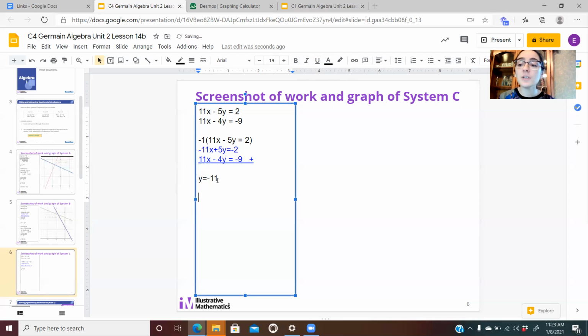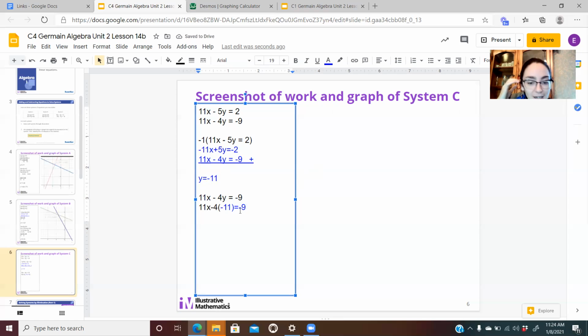Next piece, I need to calculate my x value now. So I'm going to pick one of my equations. Once again, all 3 of these equations will work. I'm just picking the simplest one. I'm going to bring it down here and substitute in my y value. So I'm going to change this to blue because I want to do that. So I'm going to say 11x, and I'm going to substitute this -11 in for my y. So it's going to be -4 times -11, is equal to -9.